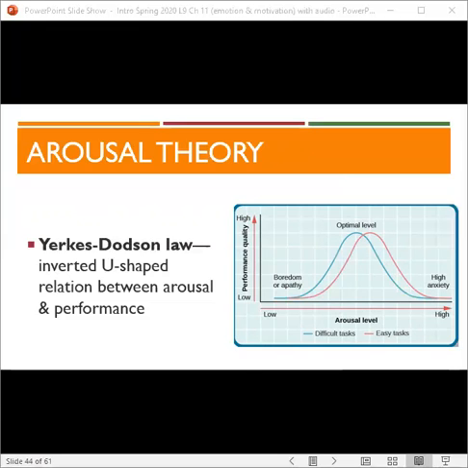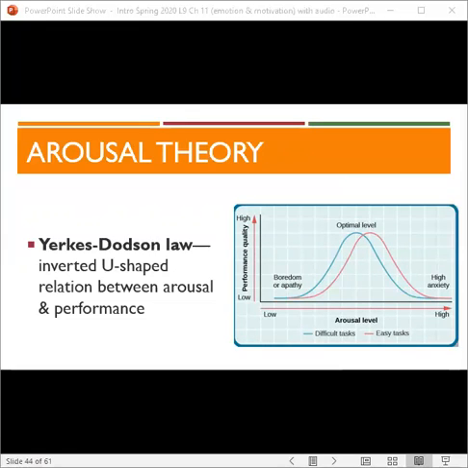Higher levels of arousal can sometimes help us perform better, but can also impair performance if the levels get too high. And this concept is commonly referred to as the Yerkes-Dodson law. So the law states that increased levels of arousal will improve performance, but only up until the optimum arousal level is reached. At that point, performance begins to suffer as arousal levels increase.